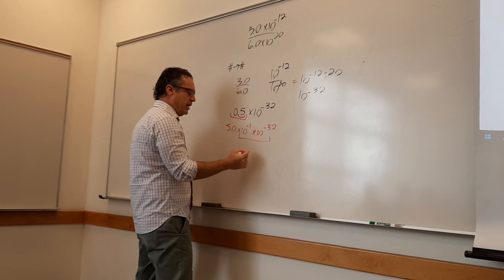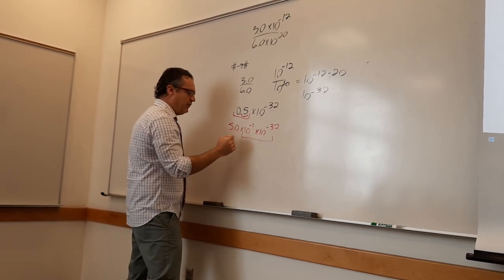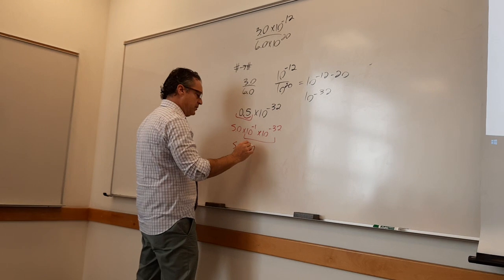So now these two can combine because they have the same base. They're being multiplied. We can add those. So this ends up being 5.0 times 10 to the negative 33.